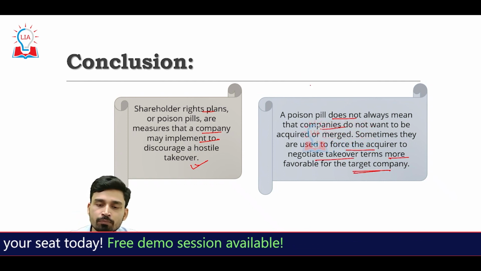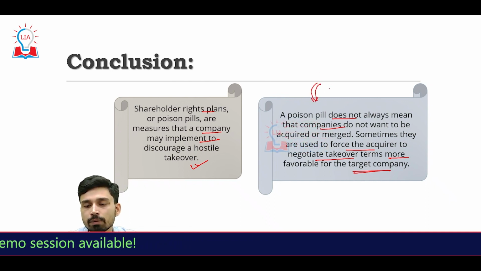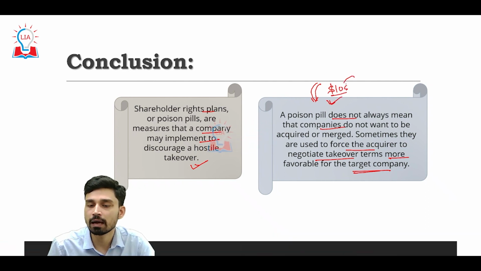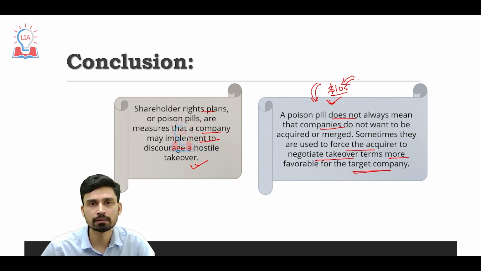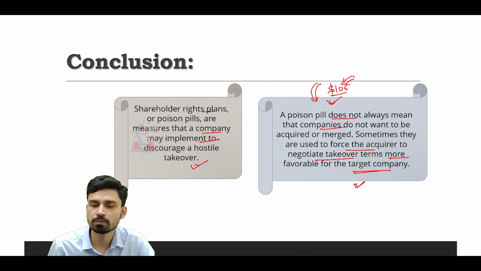For example, if a hostile acquirer wants to take over the company by paying $10 per share, but by using poison pill strategies, the company can actually force the buyer to take over the company by paying a much higher amount. So that is also when the poison pill strategy is used.